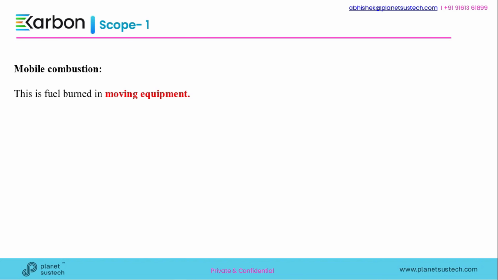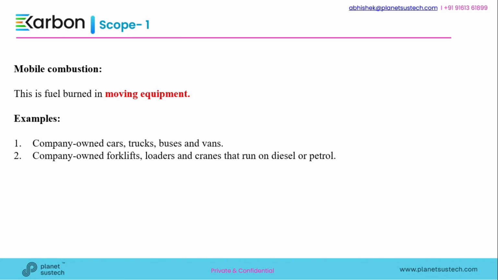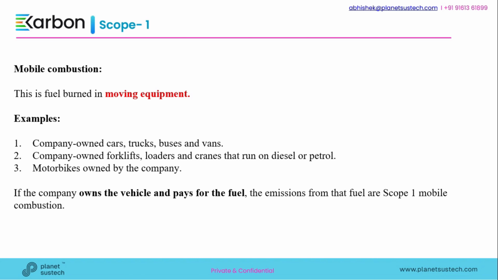What is mobile combustion? This is fuel burned in moving equipment. Examples: company-owned cars, trucks, buses and vans. Company-owned forklifts, loaders and cranes that run on diesel or petrol. Motorbikes owned by the company.